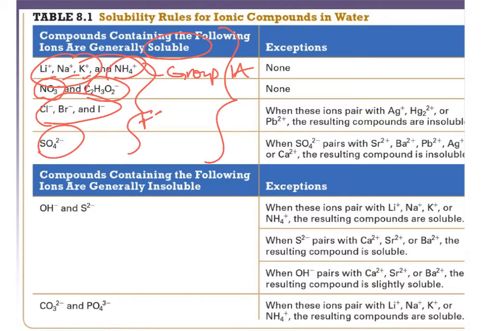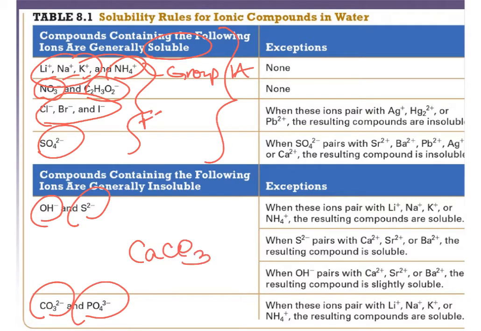Ions that tend to end up in insoluble compounds: hydroxide, sulfide, carbonate, and phosphate. I always think of chalk. Chalk is calcium carbonate, and even though it's ionic, it's so insoluble in water.